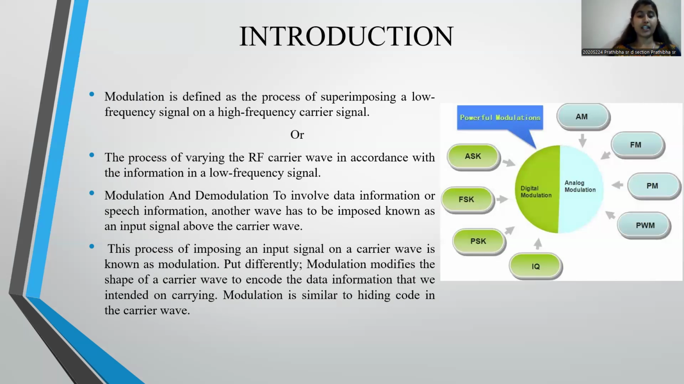Modulation is similar to hiding code in the carrier wave. In the diagram, we are going to see the different types of digital modulation and analog modulation. Digital modulation includes ASK, amplitude shift keying, FSK, frequency shift keying, and PSK, phase shift keying. And in analog modulation, there are four types: amplitude modulation, frequency modulation, phase modulation, and PWM.